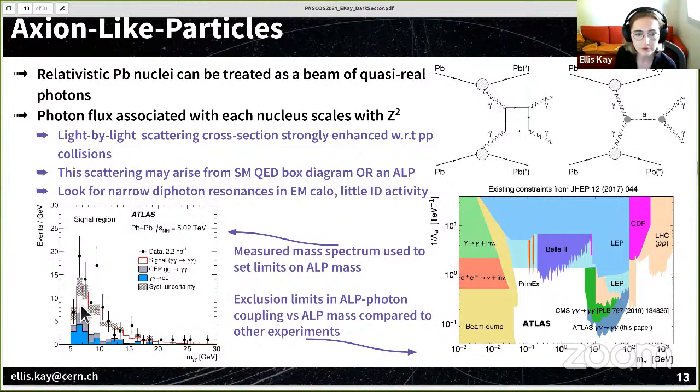You can see a signal in red and the data in black. And this is used to set limits on the ALP mass. You can see on the right, the blue is the exclusion in the coupling to the axion for this result, and CMS in green. And this is compared to various other experiments, again, showing that we're giving a complementary coverage.